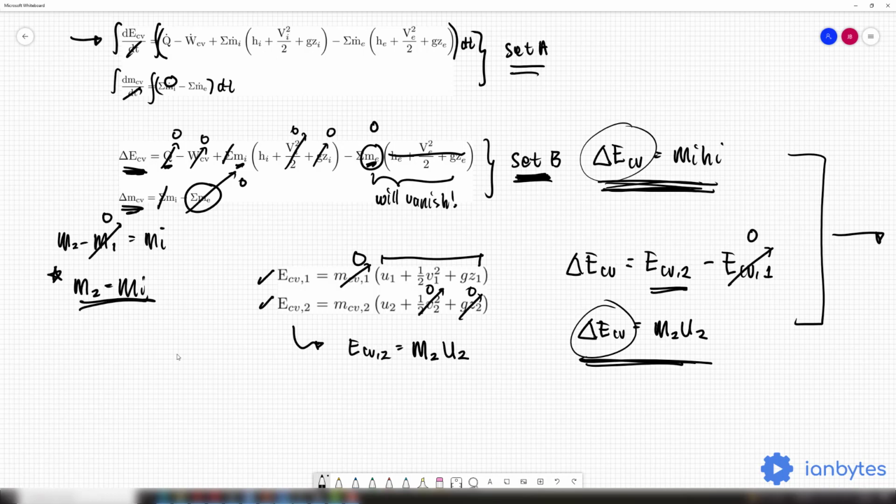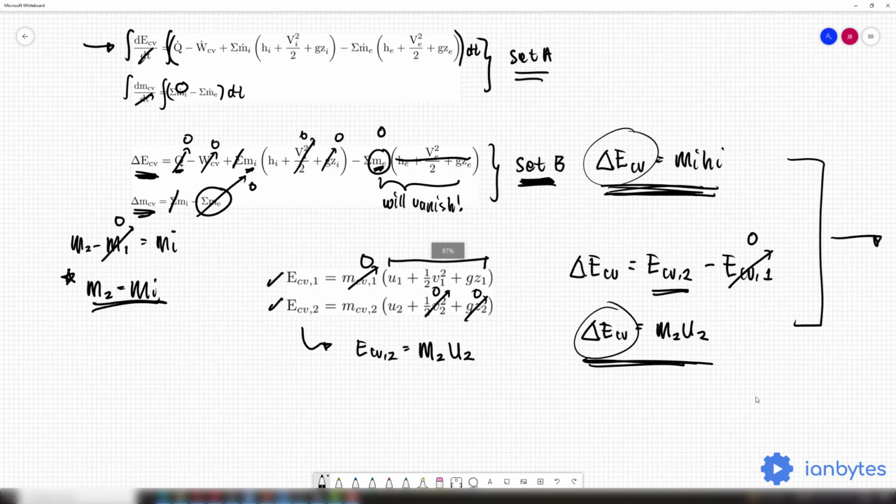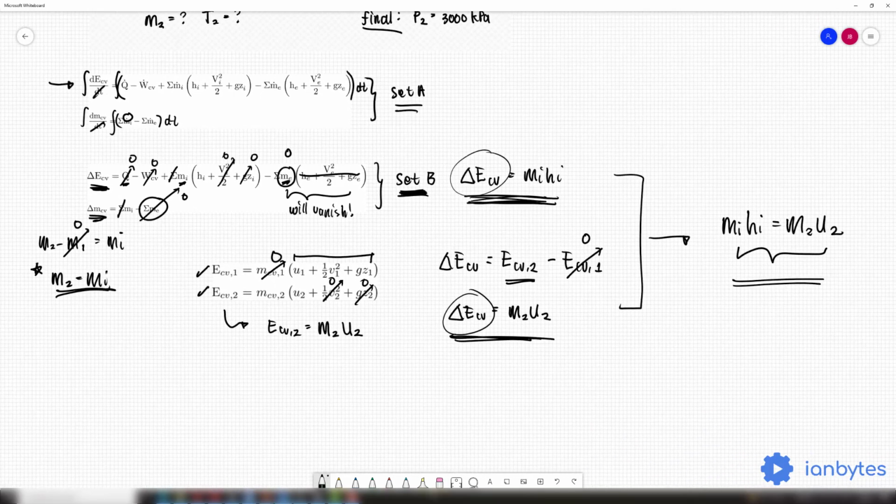Combining this equation with the one that we derived a while ago, so yung resulta ng ating mass balance equation at ng ating energy equation, pagsasamahin lang natin. So we have M2HI is equal to M2 U2.